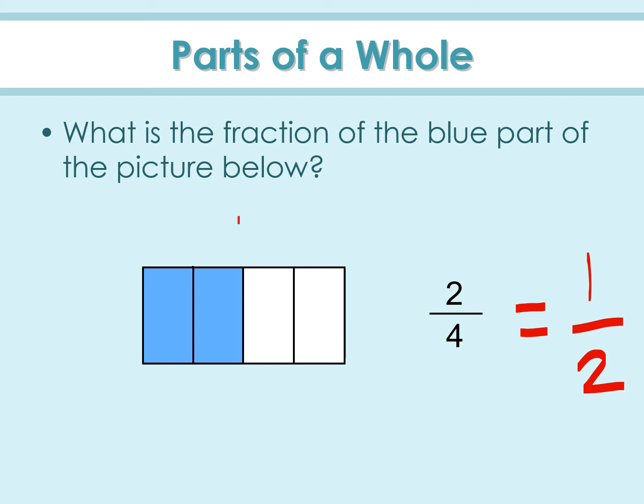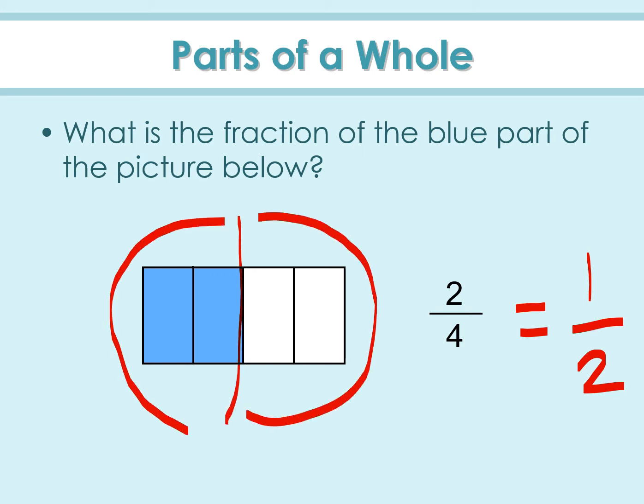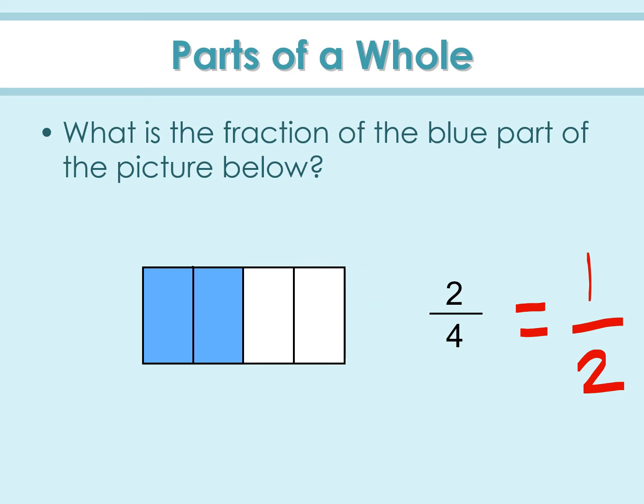So if you split this rectangle in half, I get half and you get half. We're both happy. So 2/4 is the same as 1/2. What would the fraction be now? Write your answer on your paper. The new fraction is 3/4 because 3 of the 4 pieces are shaded. 3 is my numerator, 4 is my denominator.